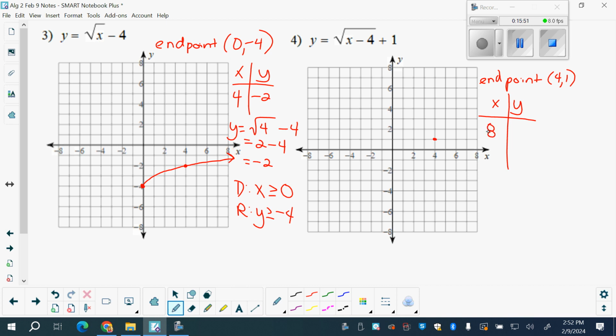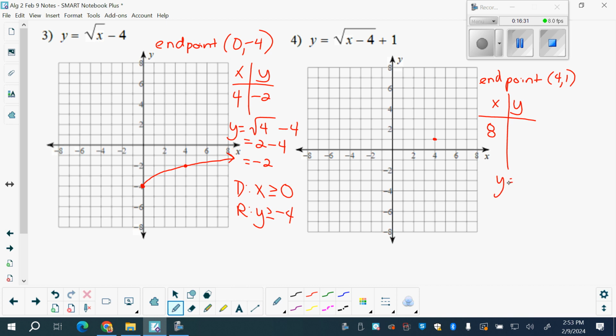So the reason she chose 8 is she's thinking ahead. This one's a little harder, I know, when it's got a number inside there. She wants to get a number that's like 1, 4. We don't want to get 0, because we already have that point there. So 8 would be a good number to choose, because when we take 8 minus 4, that gives us 4, which we can take the square root of. Does that make sense? Okay. You can pick other numbers. You just would have to use a calculator.